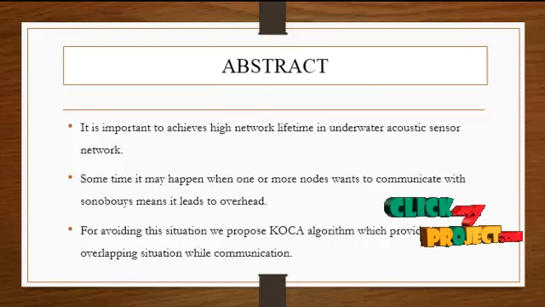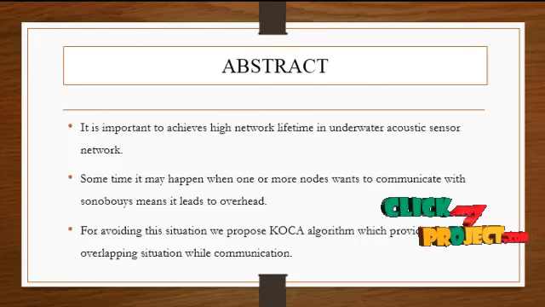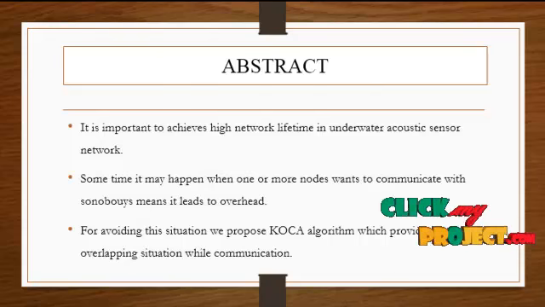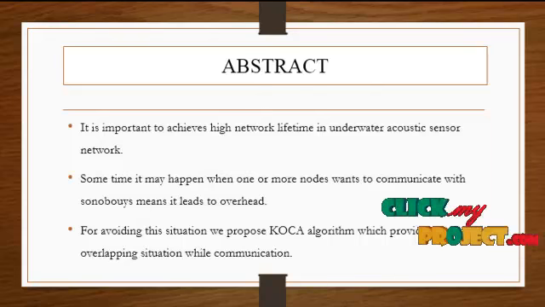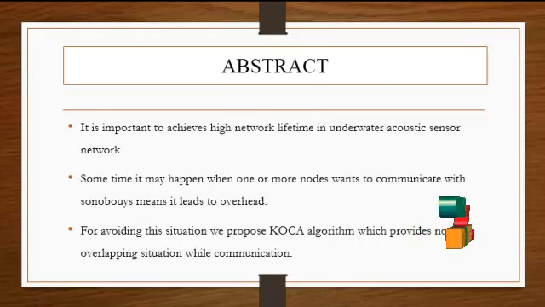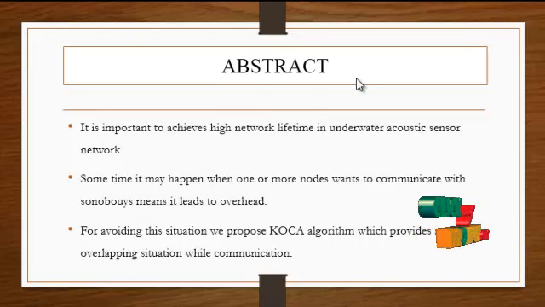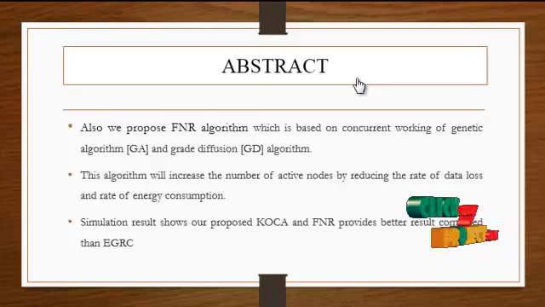This requires achieving load balancing between different clusters. Also, we propose the FNR algorithm, which is the fault node recovery algorithm. The FNR algorithm is a combination of gray diffusion and a genetic algorithm. This algorithm results in fewer representation of nodes and more reduced routing paths from our simulation active nodes. It will increase the number of active nodes by reducing the rate of data loss and the rate of energy consumption. Simulation results show our proposed KOCA and FNR provide better results compared to EGRC.